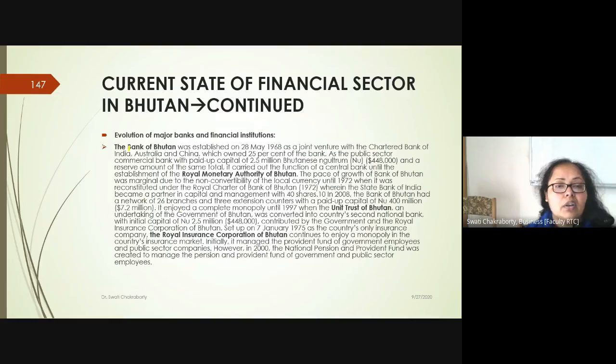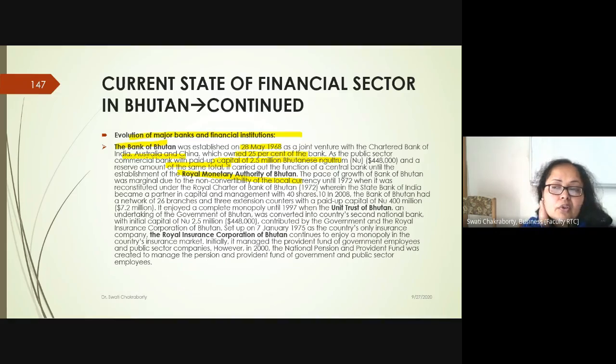Okay. So when we look into the evolution of the major banks and the financial institutions, first comes our Bank of Bhutan, which was established in 1968 as a joint venture with Chartered Bank of India, Australia, and China, which owned 25% of the bank. As the public sector commercial bank with paid up capital of 2.5 billion Bhutanese ngultrum and a reserve amount of the same total, it carried out the function of the central bank until RMA was formed. So it was formed before RMA. At that time, Bank of Bhutan was also carrying out the function of a central bank.